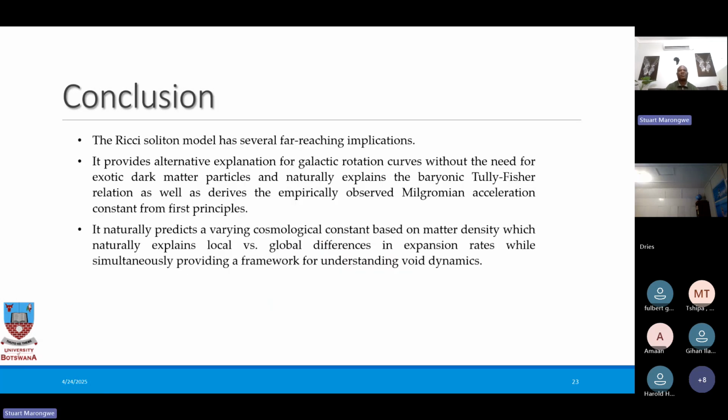So the Ricci soliton model has several far-reaching implications. It provides an alternative explanation for galaxy rotation curves without the need for exotic dark matter particles, naturally explains the baryonic Tully-Fisher relation, as well as derives the empirically observed Milgrom acceleration constant. It naturally predicts a varying cosmological constant based on matter density, which now naturally explains local versus global differences in expansion rates, while simultaneously understanding void dynamics.